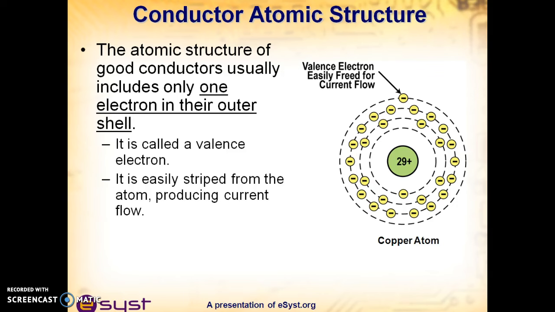Conductor atomic structure. The atomic structure of good conductors includes only one electron in their outer shell. It is called a valence electron. It is easily stripped from the atom, producing current flow.